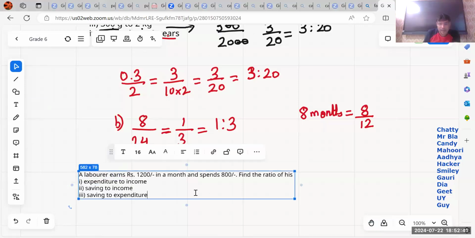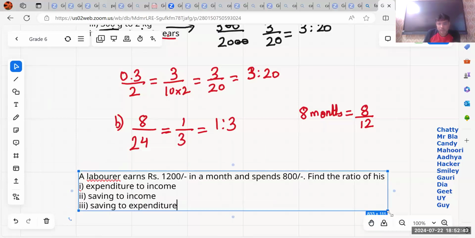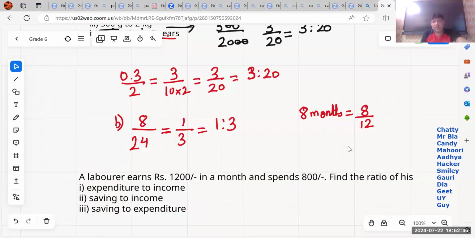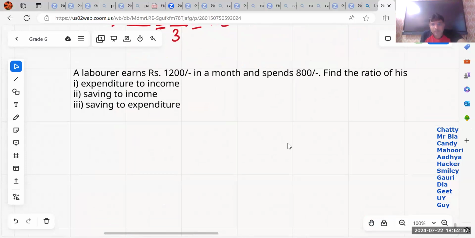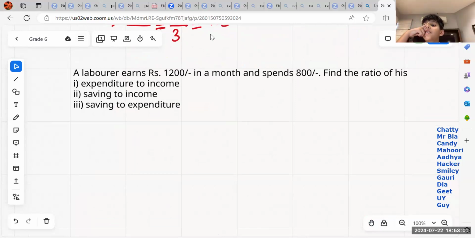So Miss Adya, number 2, I want the answer this time. And if your number 1 is done, then send 1, beta. So what is even this? What do you mean by saving to expenditure, the money he saves?